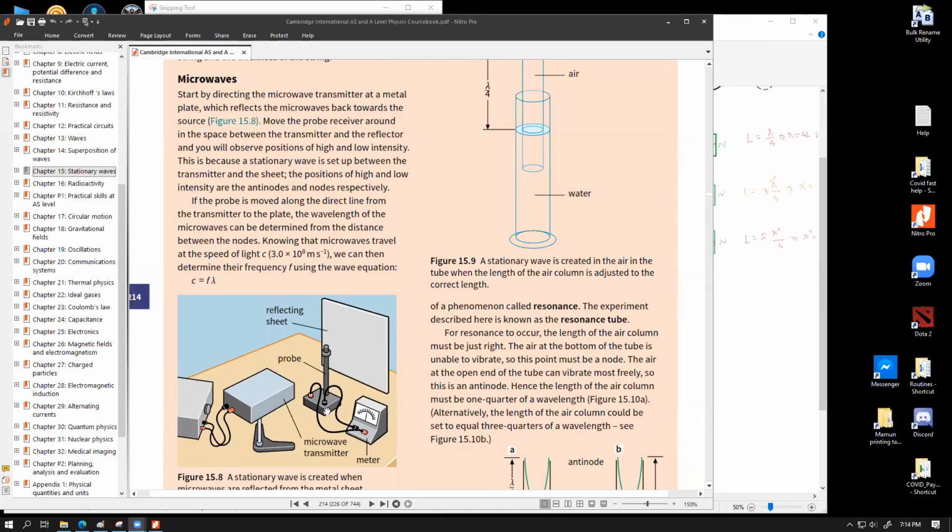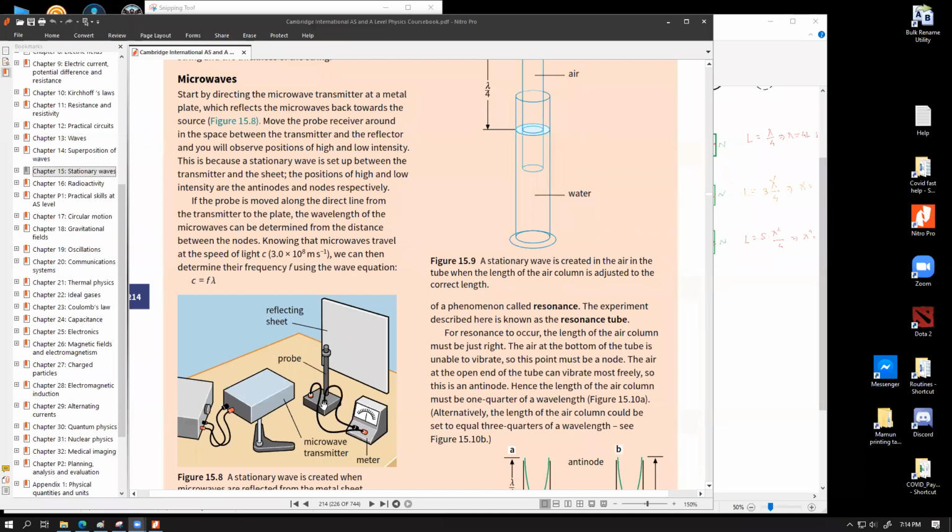Think about it. Let's say we're going to move it back and forth. For a specific position, we find out the 0 reading on the meter, which means that position of the probe, this circle, this one represents a node position, because if you have 0 reading, it means there is no vibration. That is the node position.